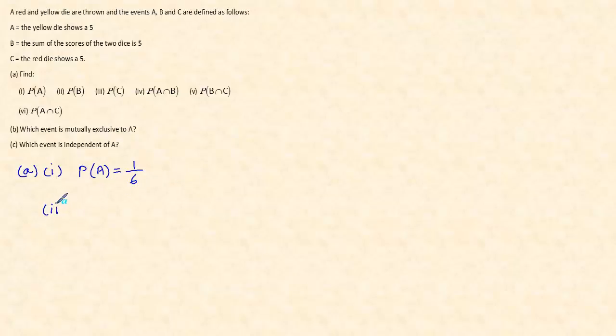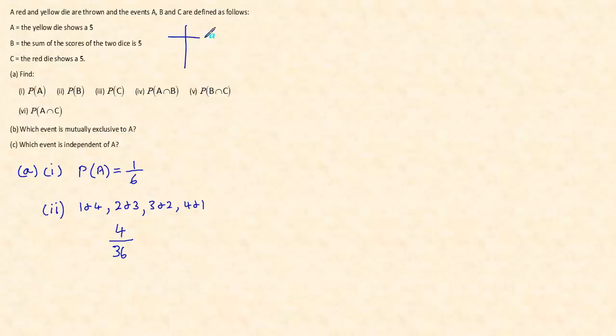If we look at event B for the probability of that, the sum of the scores is 5. Well, let's think how many ways that can be done. We could have a 1 and a 4, a 2 and a 3, a 3 and a 2, and a 4 and a 1. So that's 4 ways out of 36.